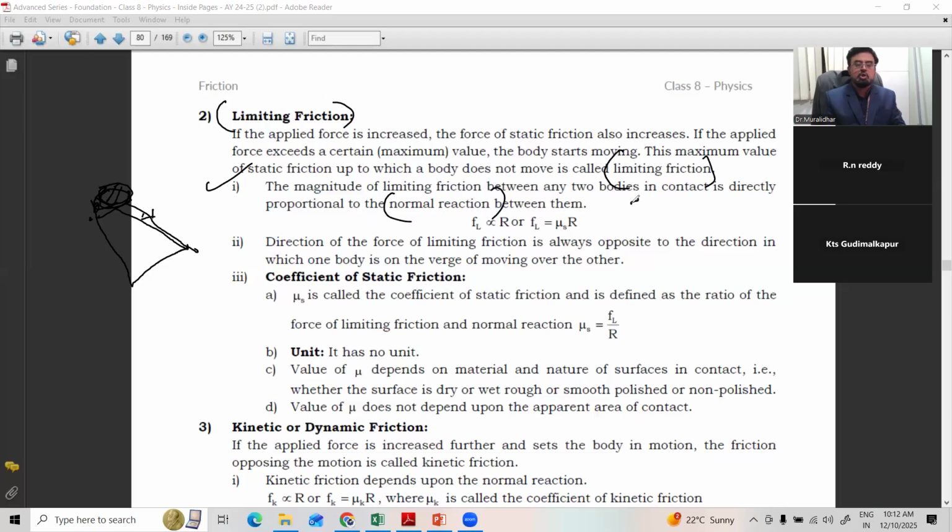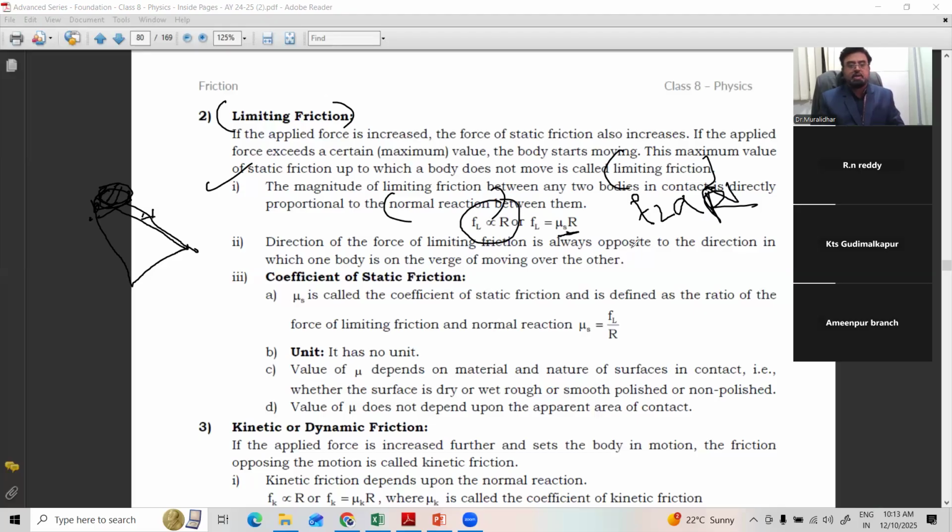Right? Then, the magnitude of limiting friction between any two bodies in contact is directly proportional to the normal reaction. So, Fl, the limiting friction, is directly proportional to normal reaction, or R_N you can say. Normal reaction is a perpendicular force acting on the body. F is directly proportional to R, so F is equal to mu R. Mu is nothing but the coefficient.